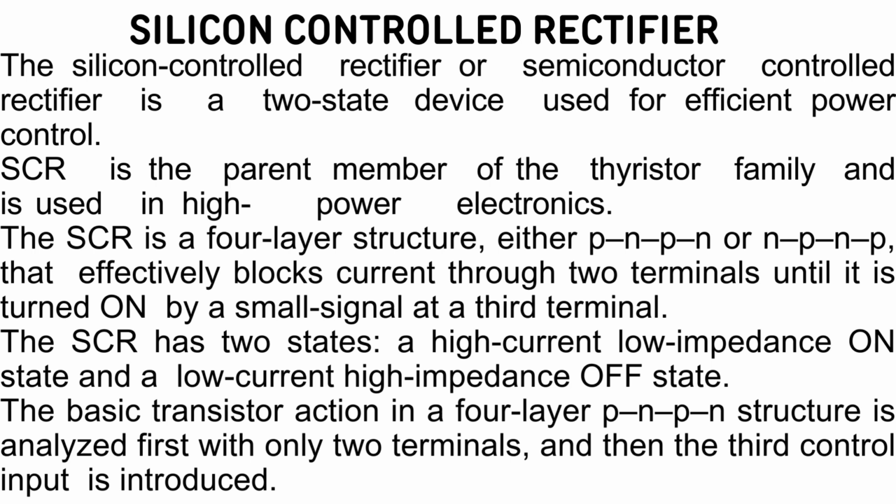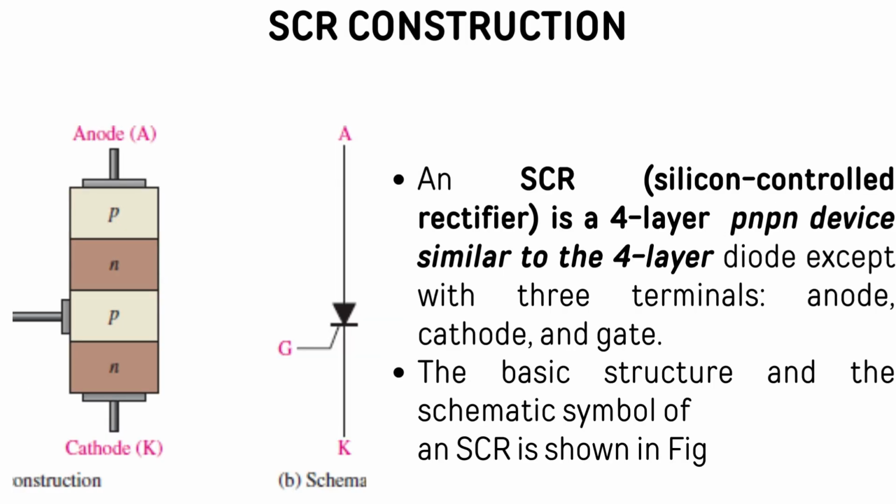The basic transistor action in a four-layer PNPN structure is analyzed first with only two terminals, and then an input terminal is introduced. SCR construction. An SCR, silicon controlled rectifier, is a four-layer PNPN device similar to a four-layer diode, except with three terminals: anode, cathode, and gate. The basic structure and the schematic symbol of an SCR are as shown in the figure.